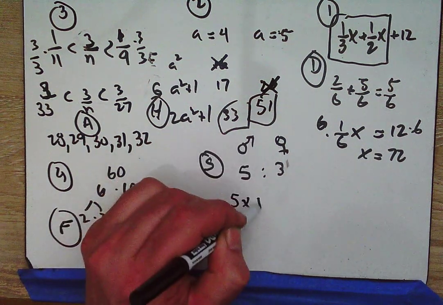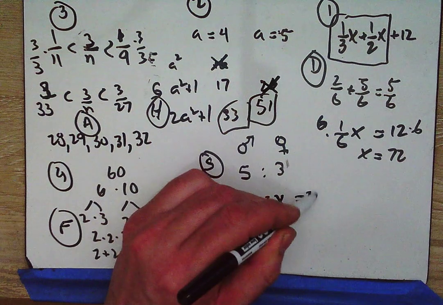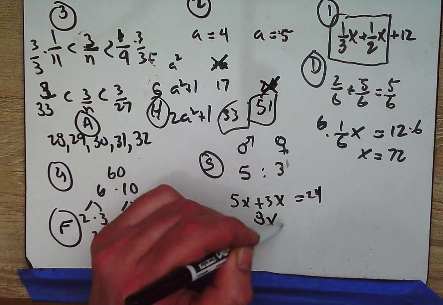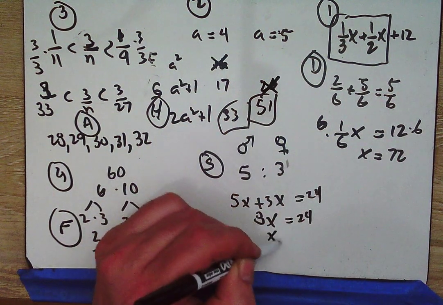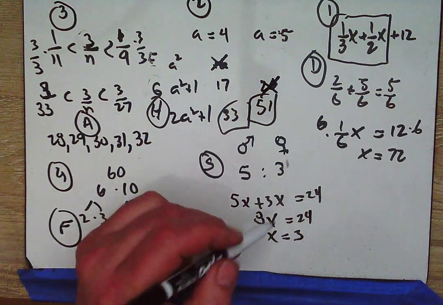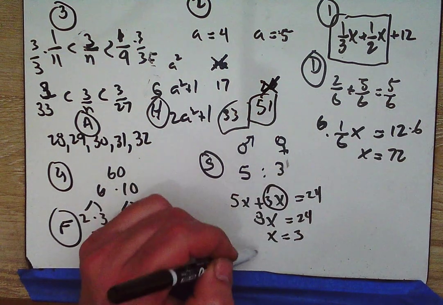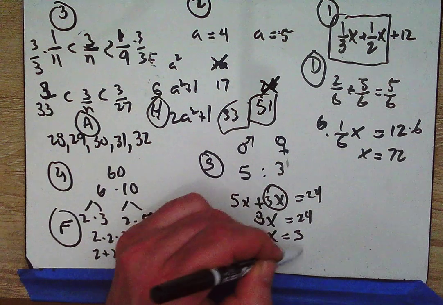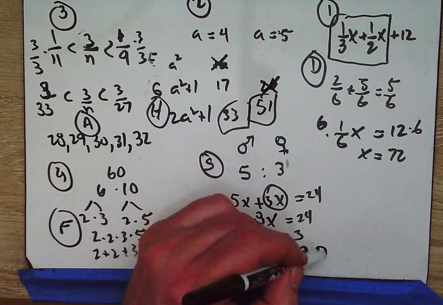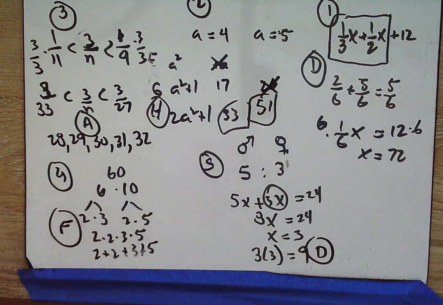So 5x plus 3x equals 24. 8x equals 24. x equals 3. And women were 3x, so 3 times 3. There are 9 women on the committee. And that's choice D. D for number 5.